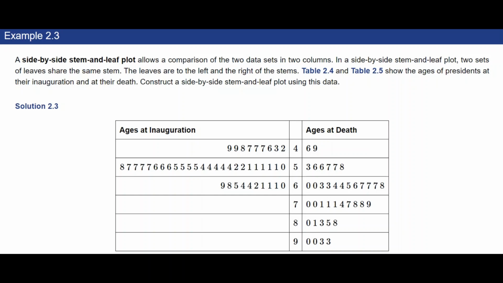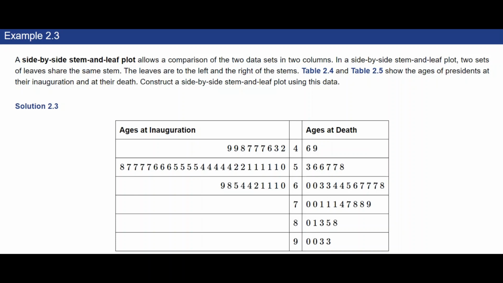So this table in front of you represents some stems starting from 4 ending at 9, and some information about these stems on the left and the right hand side. The left hand column represents ages at inauguration, and the right hand side represents ages at death. So this information is about some people and their ages at the time of their inauguration and at the time of their death, regardless of who they were, what their names were, and all other information. It only gives information about the age of inauguration and the age of death.